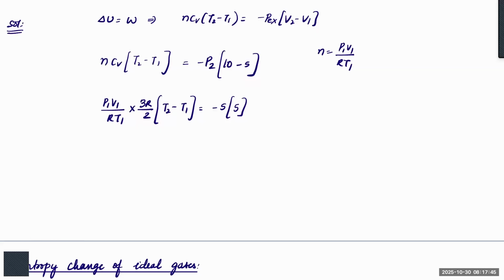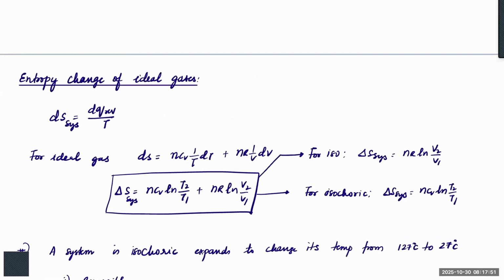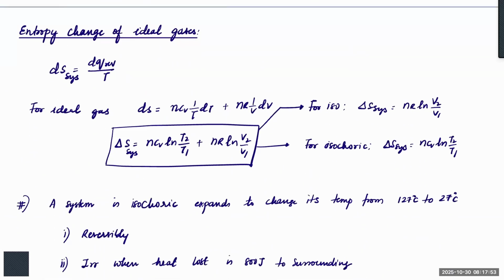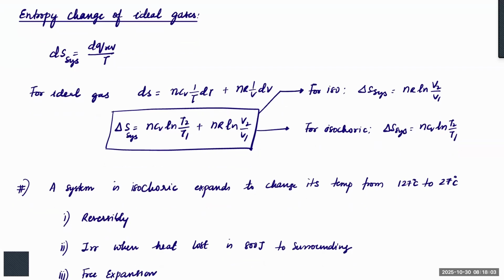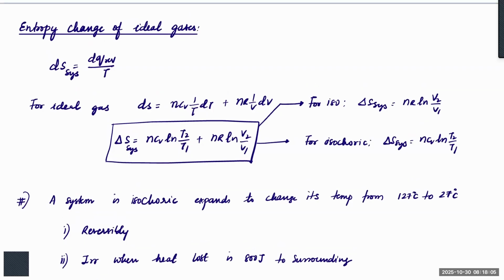So once you get the temperature, you can calculate delta U and delta W because Q is 0. Majority of the questions from first law will be based on adiabatic processes only. So you have to understand these two concepts, how it varies for reversible and irreversible.